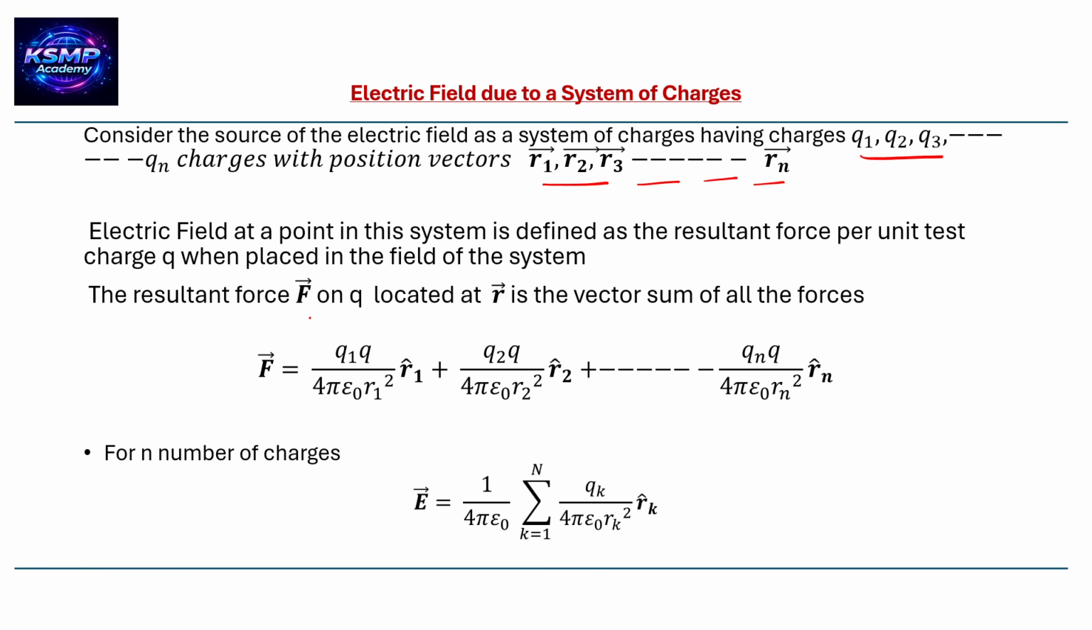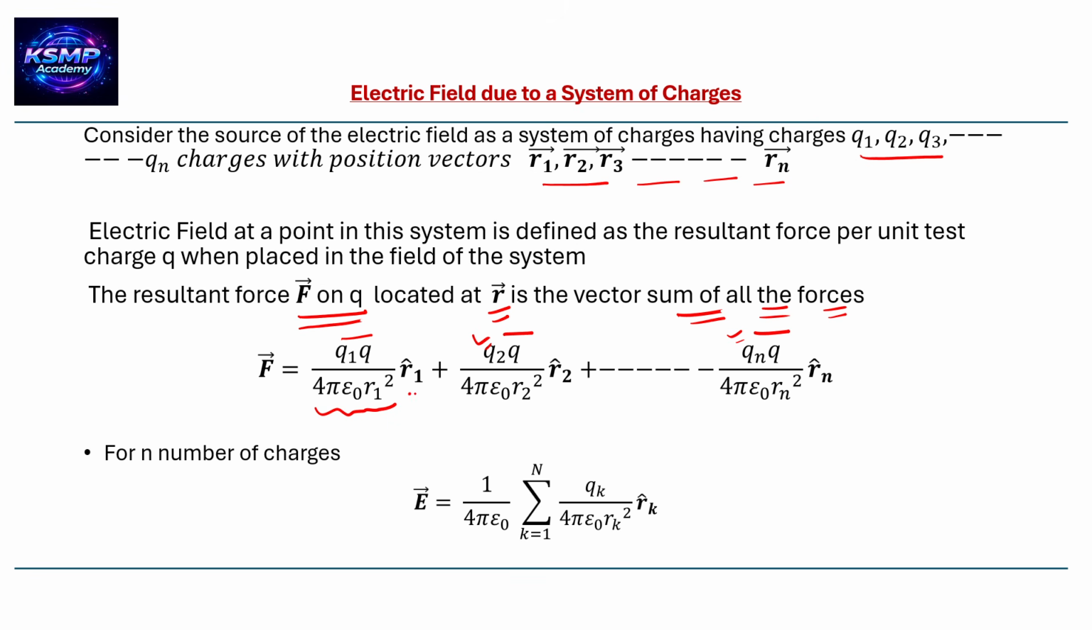So the net force or resultant force F on test charge q, which is located at R, will be what? It will be the vector sum of all the forces as per the law of superposition or superposition theorem. So these are the terms here. First term is force due to charge Q1. Second term is force due to charge Q2, and then Qn, that is force between Q1 and q, force between Q2 and q, force between Qn and q.